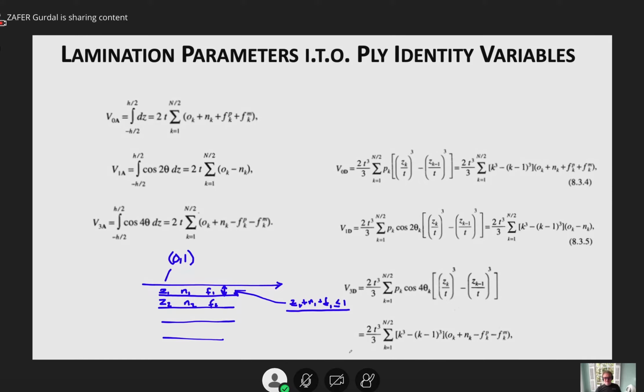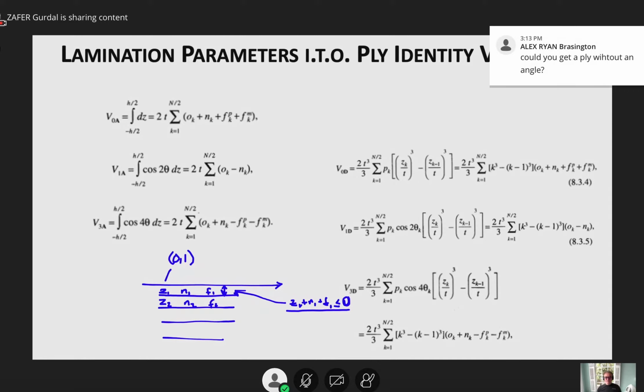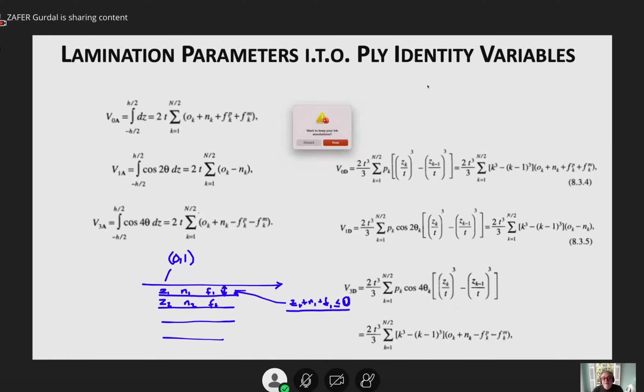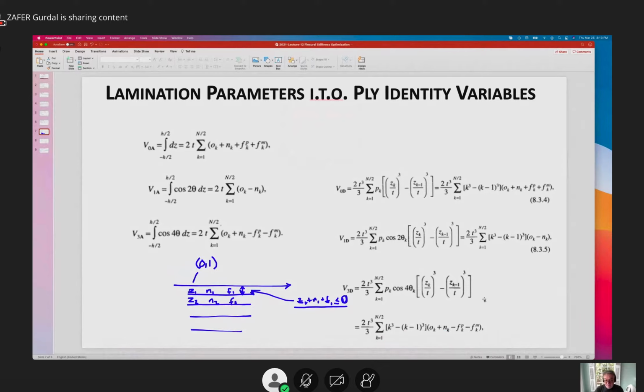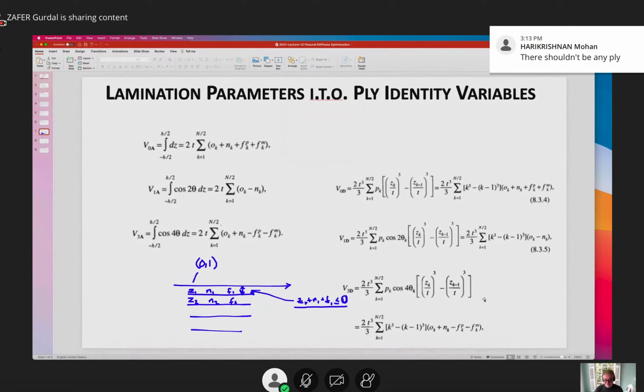All right. Now, what if I relax this and say this must be less than or equal to 0? What's the worst case scenario that you can get for z, n and f? Can you get z equals 2? No, it automatically violates the condition. Should I go and look at the answer? Let's keep this. Yes. You can have a ply without an angle. What does that mean? It doesn't exist. There wouldn't be any ply orientation. That is correct.